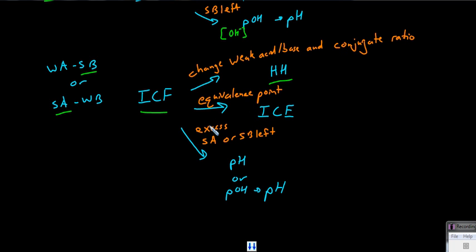And if you've added so much strong acid or base that it's still left over after the equivalence point, and the weak acid or base is no longer relevant, then you just find the pH or pOH, ignoring the presence of the weak acid or base.